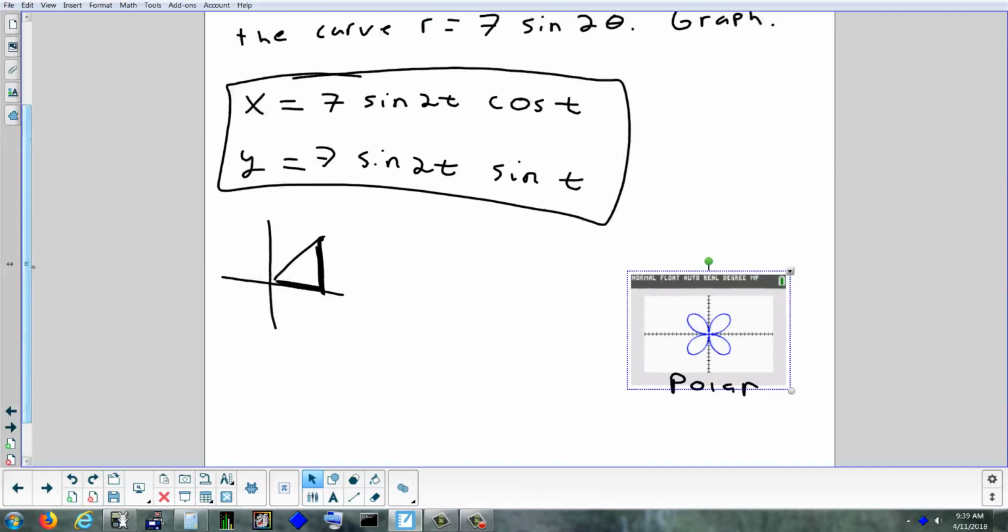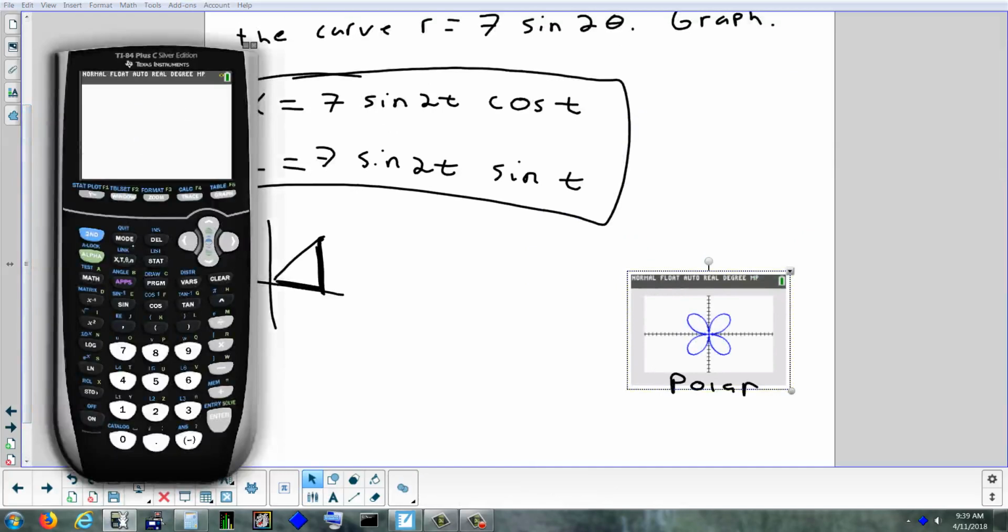Now let me switch over to parametric and type in what we just came up with. All right, so parametric. 7 sine 2t. I'll go back in a second. 7 sine 2t sine t. And cosine t. If I forget the cosine t, it's not going to look the same. Okay, I want my window to be the same to make a comparison. T-min and T-max, that's not going to work here. If I hit graph, we're not going to get very much.